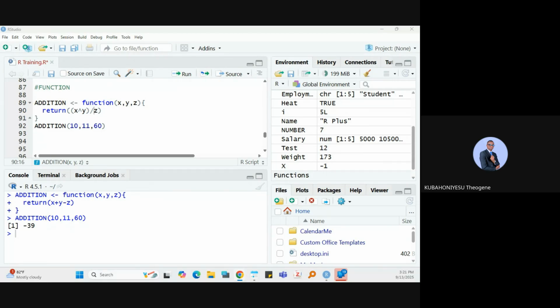Then what is going to be? It's going to say X power of Y over Z. It means 10 to the power 11 divided by 60. There you see the answer.